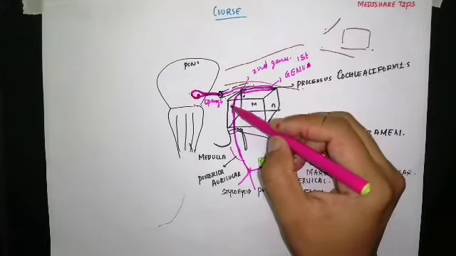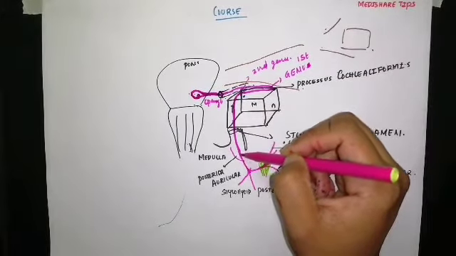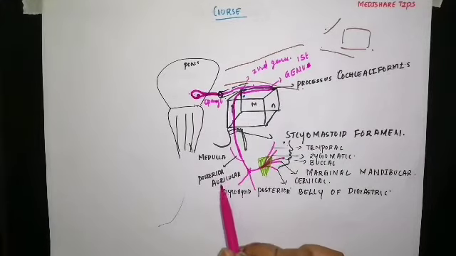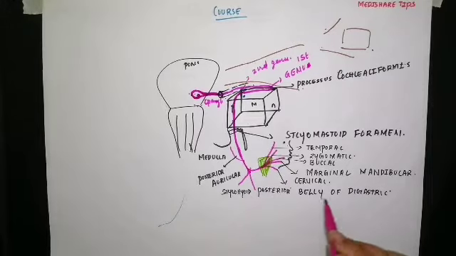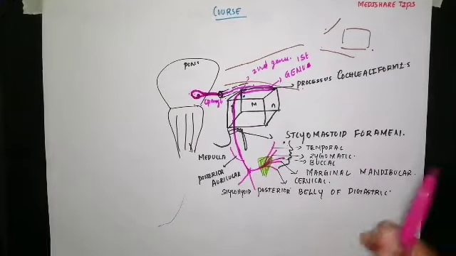Then it passes downwards through the posterior wall and exits through the stylomastoid foramen. Immediately after leaving the stylomastoid foramen, it gives out a posterior auricular branch and muscular branches to the stylohyoid and posterior belly of digastric, and some terminal branches after passing through the substance of the parotid.